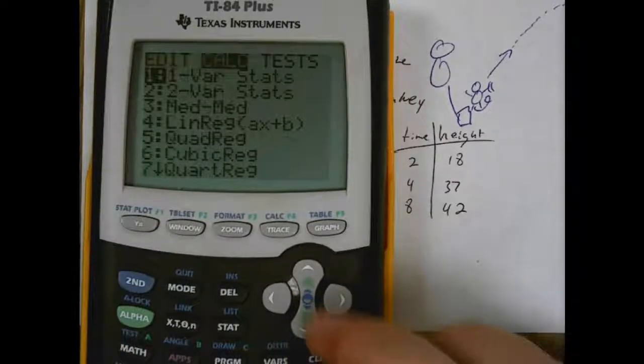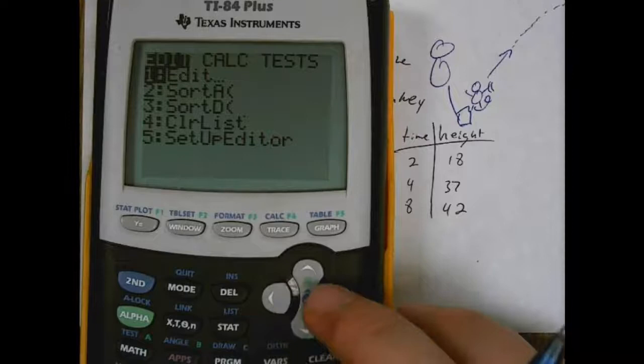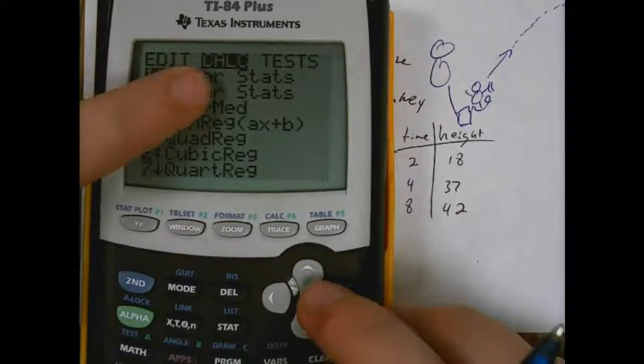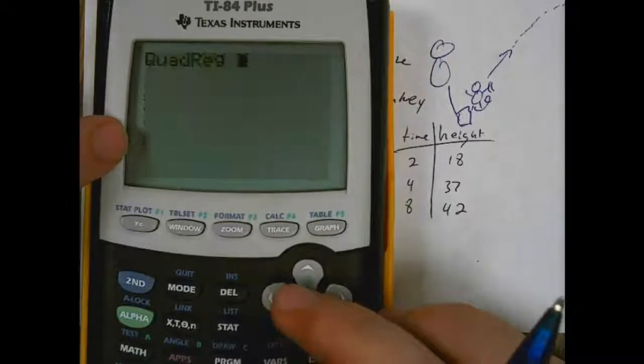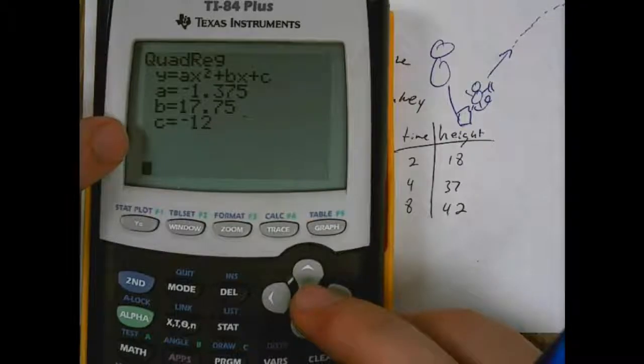And to model an equation, we want to go back to our main screen. We want to calculate. So notice I went to stat again, and I moved over so that I was on calculate up here. Now I want to do a quadratic regression. Remember, we were doing linear before. Now we're going to do quadratic. So choose quadratic, press enter, and hey-oh, that's your equation.